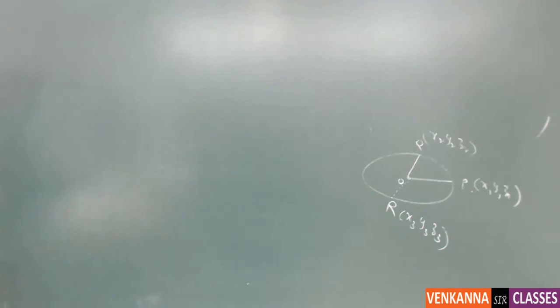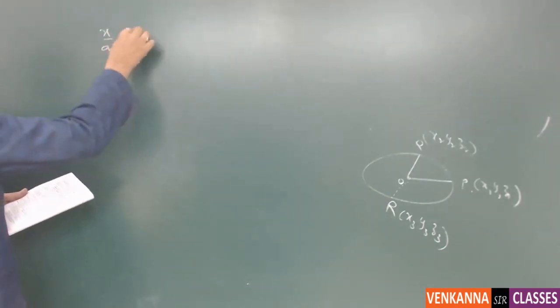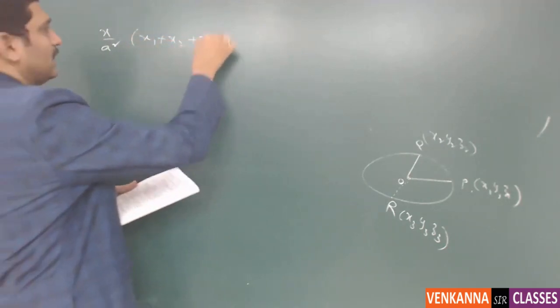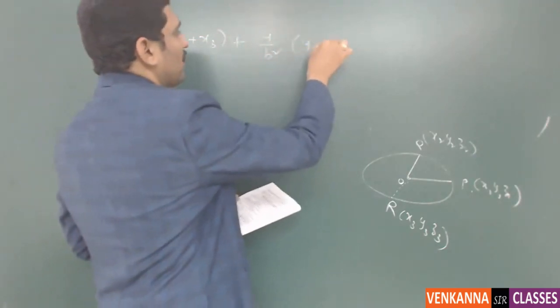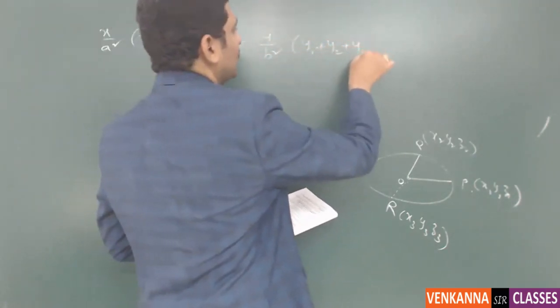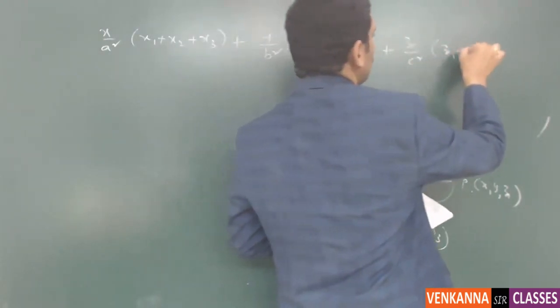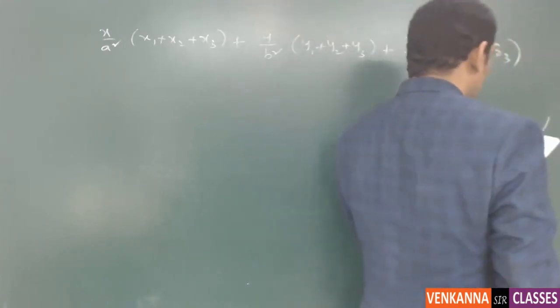I am going to write it down. Please take a note of it. x/a square into (x1 + x2 + x3) plus y/b square into (y1 + y2 + y3) plus z/c square into (z1 + z2 + z3) is equal to 1.